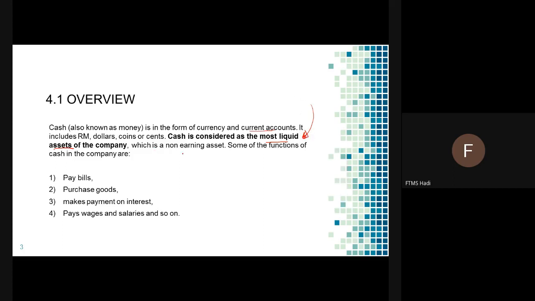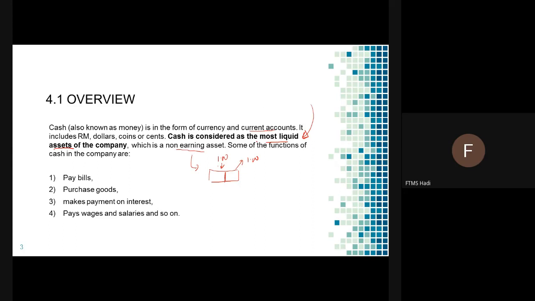So it is a non-earning asset. Non-earning asset means that if you put RM1 inside your wallet, then you will take out RM1 from the wallet also. We never had a moment whereby we save RM1 in the wallet and then RM2 comes out. It is not like that. It is a non-earning asset. Whatever you have, that's it.